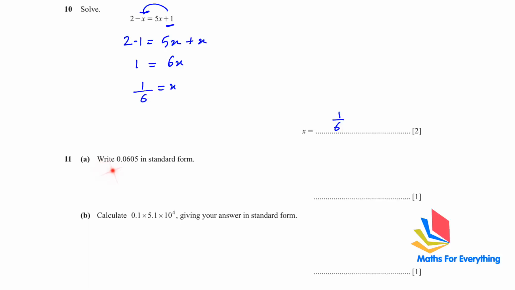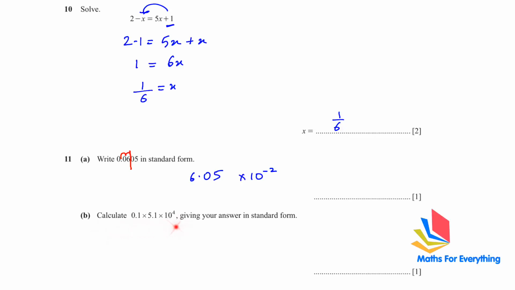Next, write 0.0605 in standard form. When we write in standard form, we should have only one number before the decimal. So let's shift our decimal. We are shifting it 2 places. So 6.05 multiplied by 10 to the power of negative 2. If we shift the decimal to the right, our power will be negative.